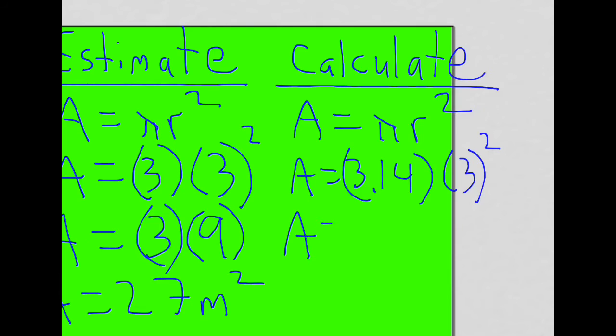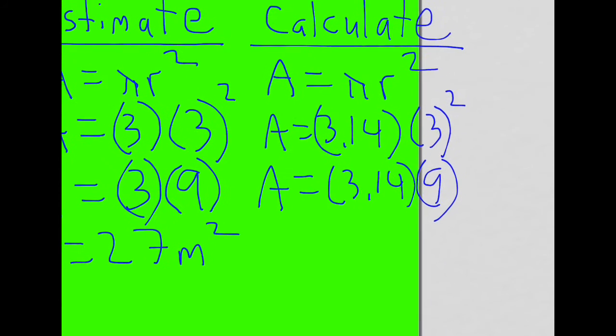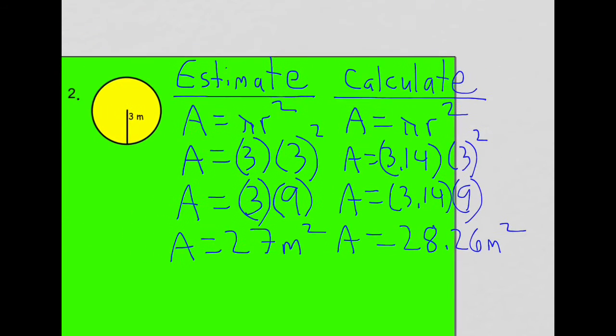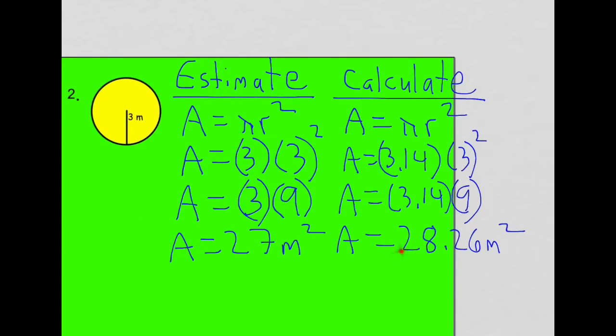Working down the page, we do a equals 3.14 times 9. And a equals 28.26 meters squared. You can see that that's very close to the estimate. This is the exact answer. This is the approximate answer. It's the same thing every time, using the same math equation to calculate area of a circle.